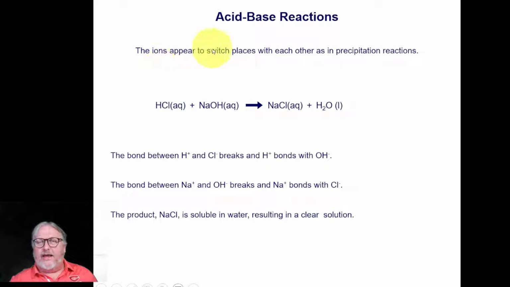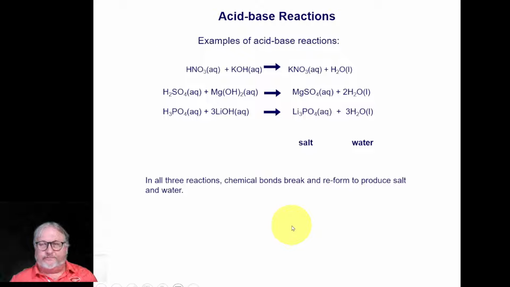The ions appear to switch places with each other, as in precipitation reactions. The bond between the hydrogen and the chlorine will break in the hydrochloric acid. Then the hydrogen will form a bond with the hydroxide that breaks away from the sodium. The sodium will form a bond with chlorine. The product NaCl is soluble in water, so the ions are doing their thing, resulting in a clear solution.